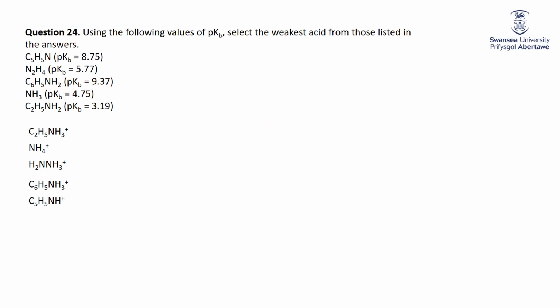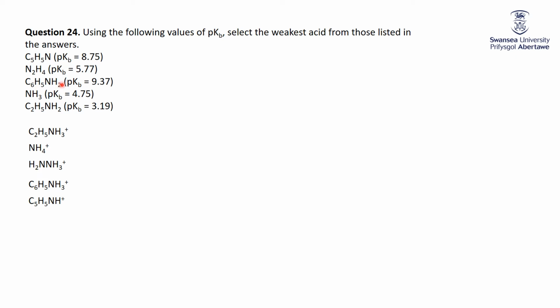Now we'll take it to another level. I'm giving you pKbs. So here's a whole bunch of bases with their pKbs, and I want the weakest acid from those in the list of the answers. Now, if you look at all of these bases, their conjugate acid is indeed listed here. So C5H5N, that's the base, conjugate acid, C5H5NH plus. C2H5NH2 is the base, conjugate acid, C2H5NH3 plus. NH3 is the base, NH4 plus is the acid.